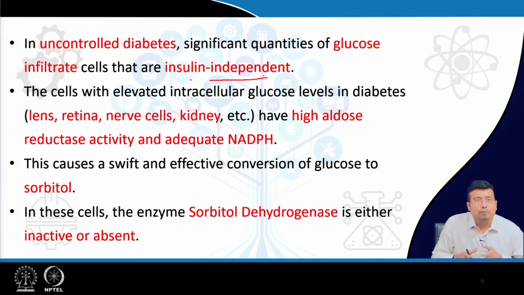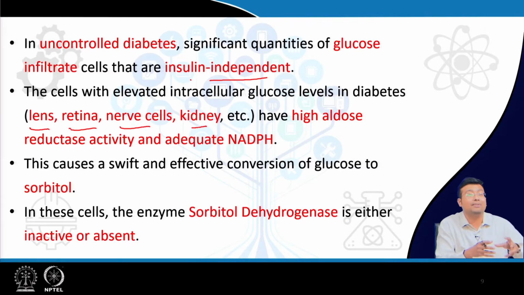This leads to a problem where the intracellular glucose levels increase, and in specific organs that can lead to a huge problem. Specifically, the organs like lens, retina, nerve cells, kidney, mind it, these are the organs that face the maximum brunt of the disease, that is diabetes mellitus. These 4 organs: the eye, the lens, the nerves and the kidney.